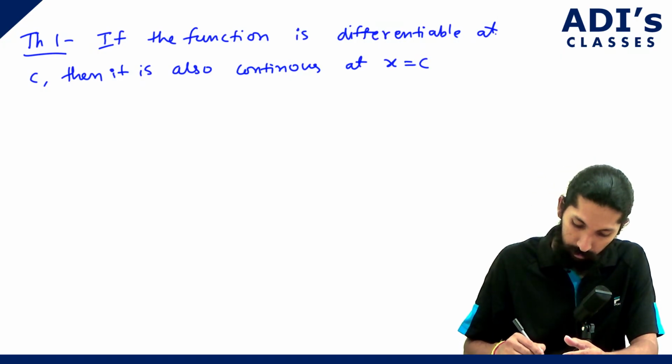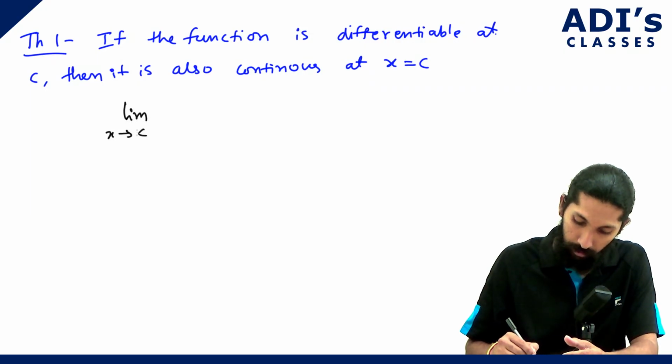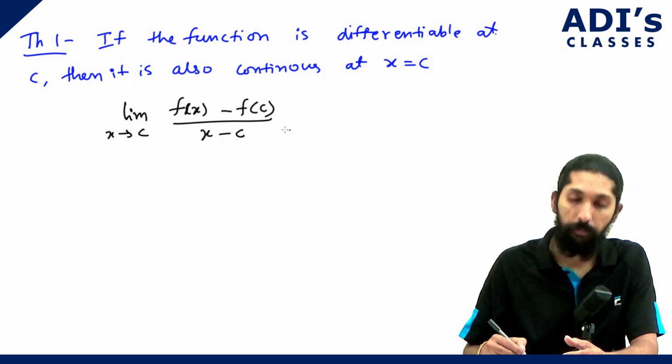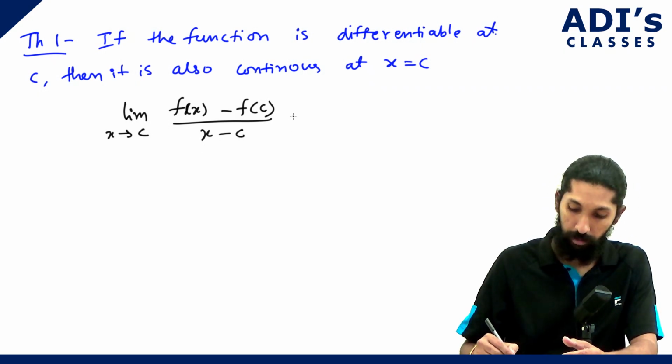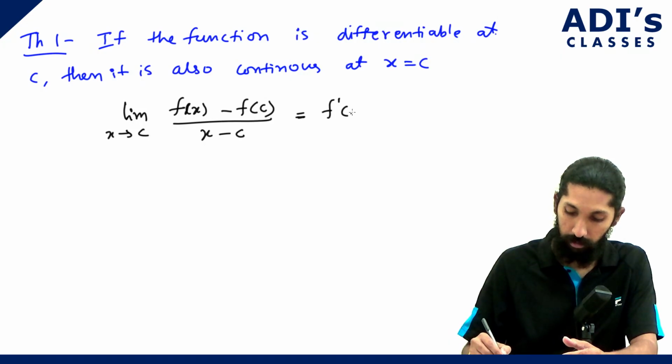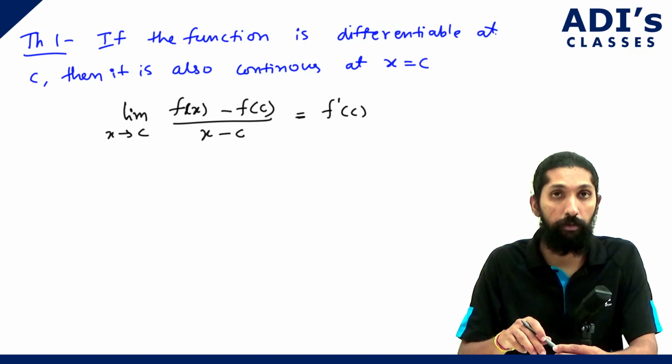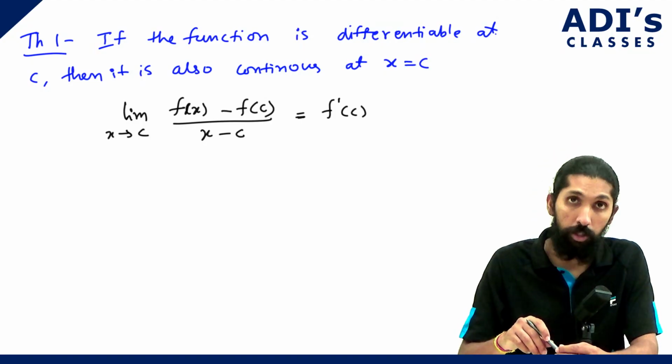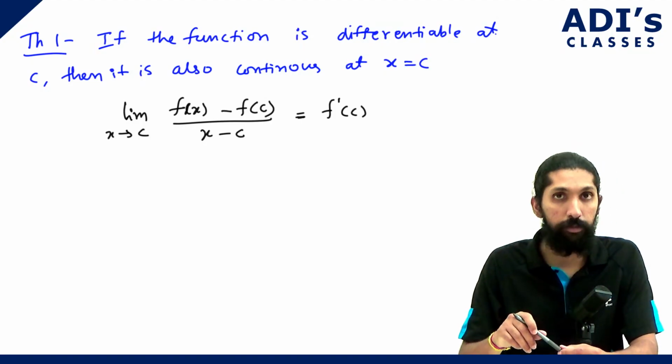That is, limit as x tending to C of f of x minus f of C divided by x minus C. All right, this is basically f dash of C, because I'm substituting the value of C into the function, so we get f dash of C.